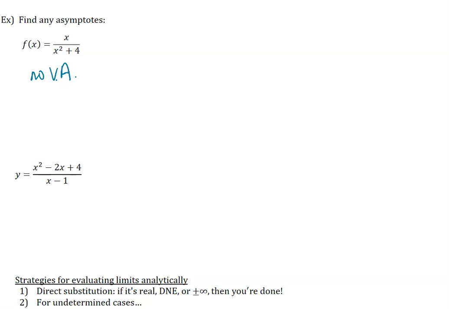Okay, for horizontal asymptotes, is where we consider the degree. And because the degree in the denominator is greater than the degree of the numerator, we know that our horizontal asymptote has to occur at y equals 0.